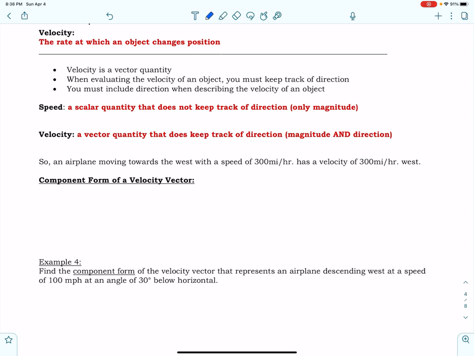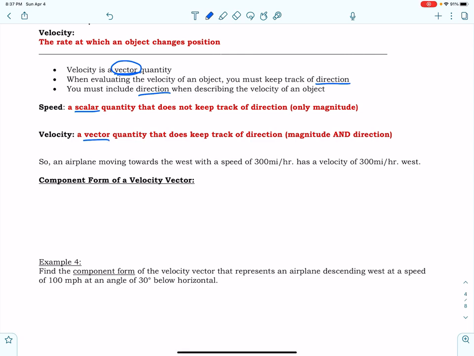Velocity, of course, is the rate at which an object will change its position. You need to recognize that velocity is a vector quantity, and when we're evaluating it, we have to keep track of the direction, and we have to include the direction when we're describing the velocity of an object. This idea of velocity being a vector quantity means it's not a scalar quantity.